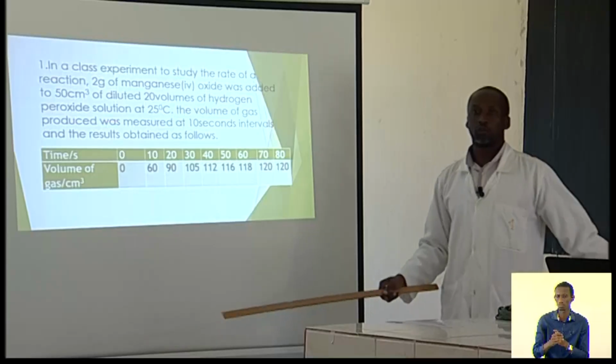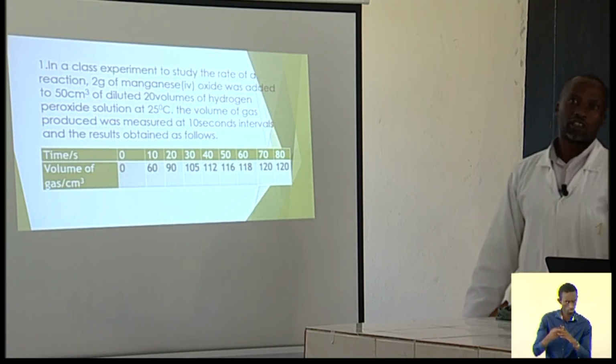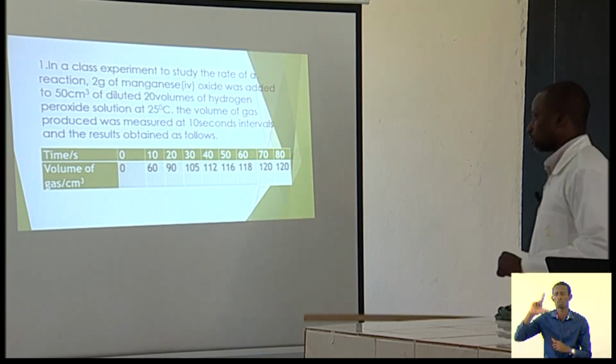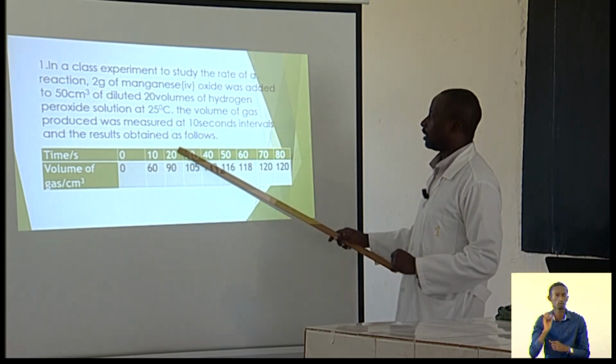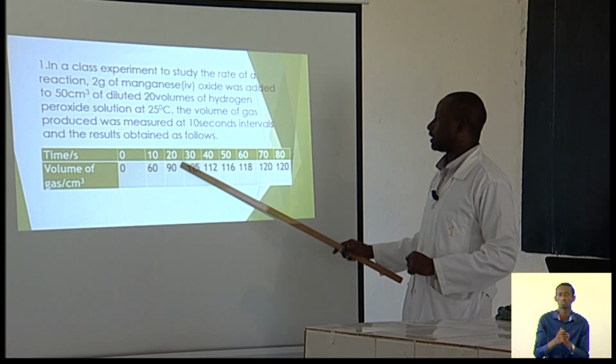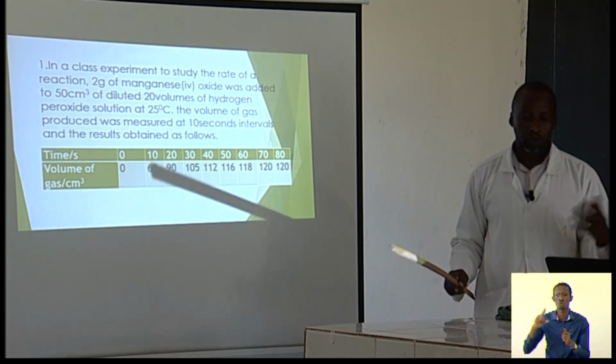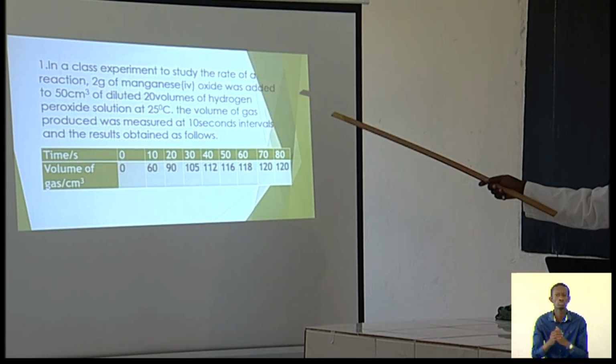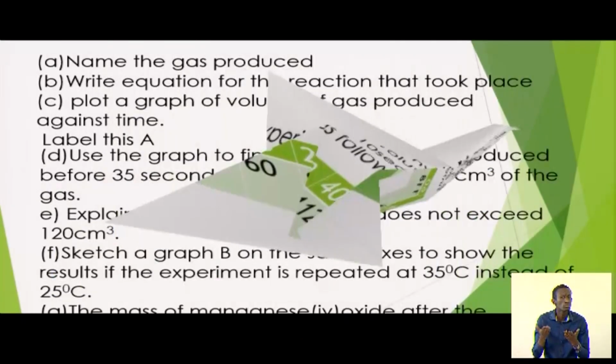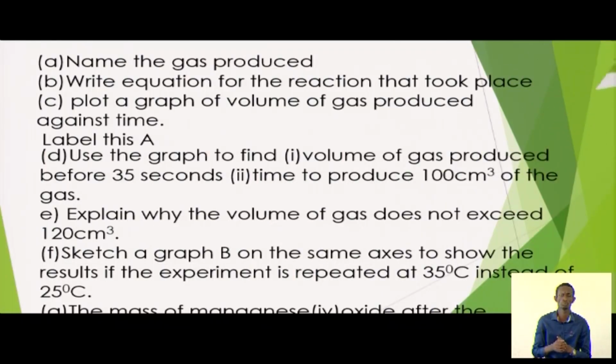Of course, at 0, before you start the experiment, the volume of the gas is 0 as well. So at 10 seconds it is 60, at 20 seconds this was 90. Those are the volumes of the gas. Which gas? The gas produced in the reaction. That is the first question: name the gas produced. So we'll have solutions to the questions. Number 1, part A.